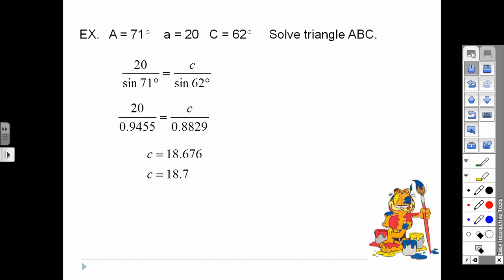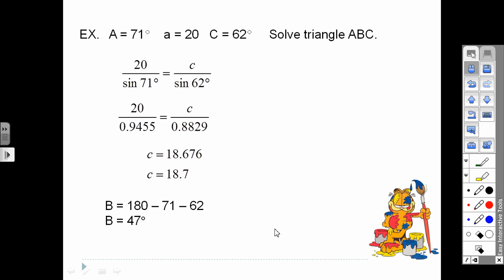We still need to get side B, and before we can do that, we need to know what angle B is. So recall from geometry, the three angles in a triangle add up to be 180 degrees. So I can take 180, subtract 71, subtract 62, and that gets me angle B. So angle B is 47 degrees.